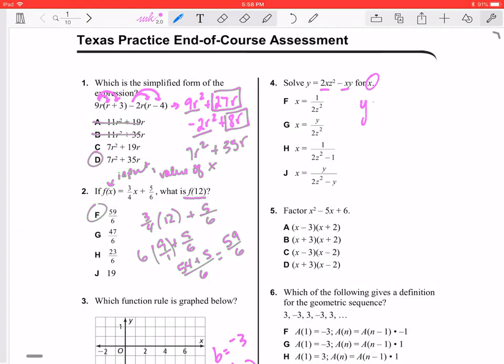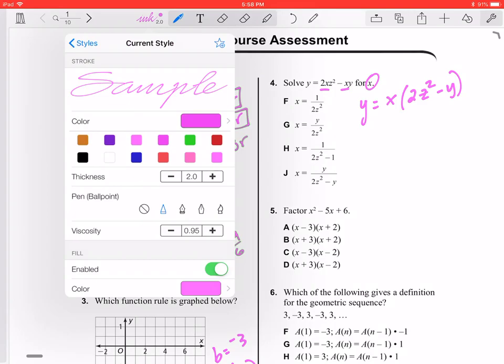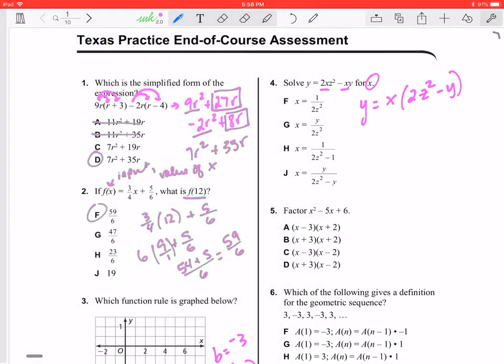So I'm going to rewrite this. I'm going to say y is equal to x times, now if I pull out the GCF of x, I'm left with 2z squared minus y inside the parentheses. Now I can simply divide by x here. I'm going to divide both sides by x, so that's going to cancel out.